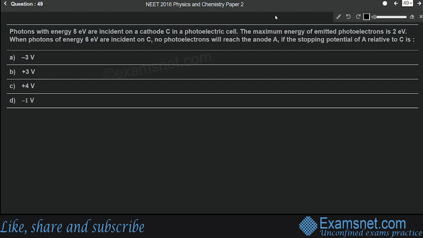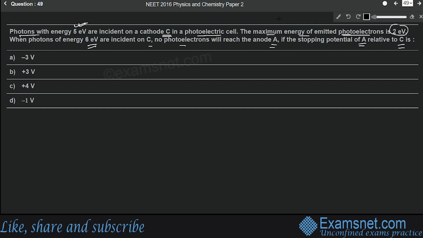Now question number 49 is again from the chapter dual nature of radiation and matter, and the question is, photons with energy 5 electron volt are incident on a cathode C in a photoelectric cell. The maximum energy of emitted photoelectrons is 2 electron volt. Now when the photons of energy 6 electron volt are incident on cathode, then no photoelectrons will reach the anode A if the stopping potential of A relative to C is.